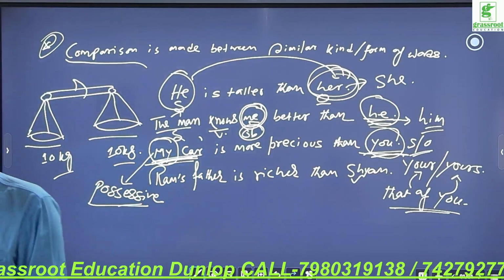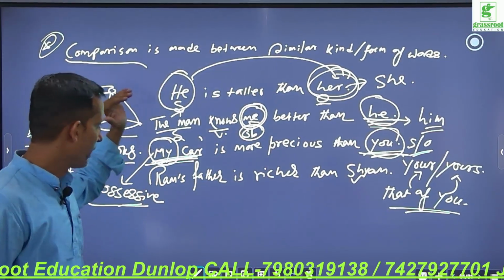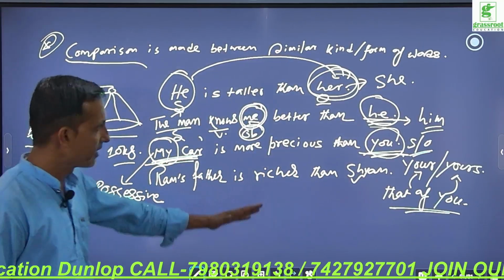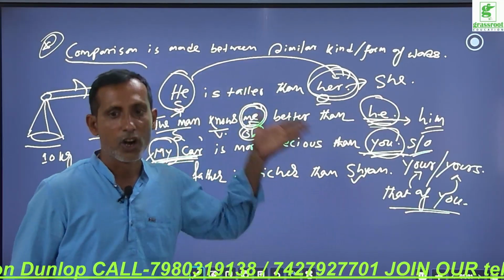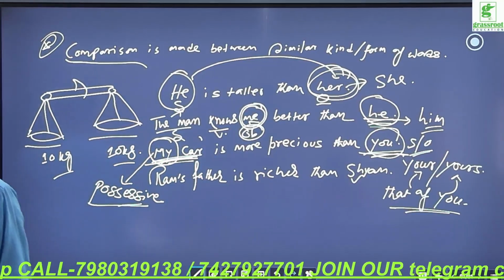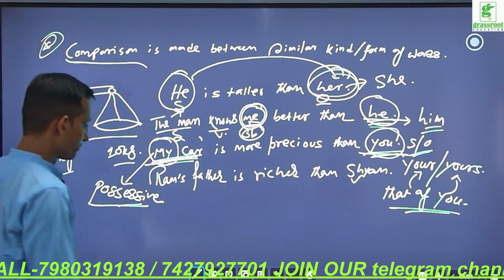Is it clear or not? So we cannot say my car is more precious than you. We have to say my car is more precious than your, or yours, or that of you. Have you got this or not? Is it clear? Next.